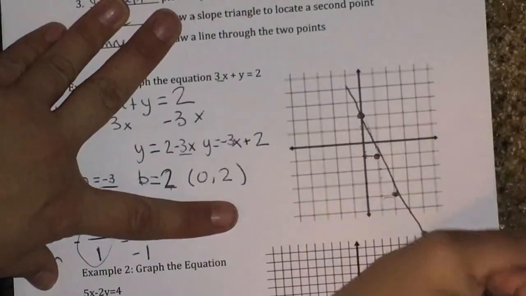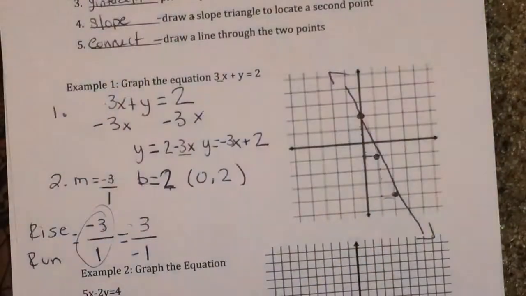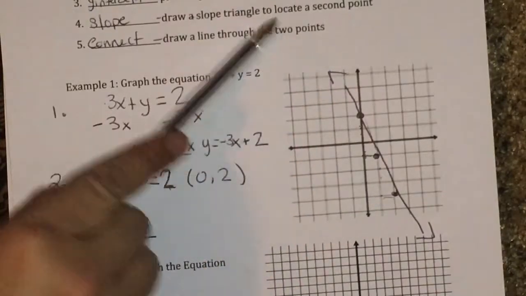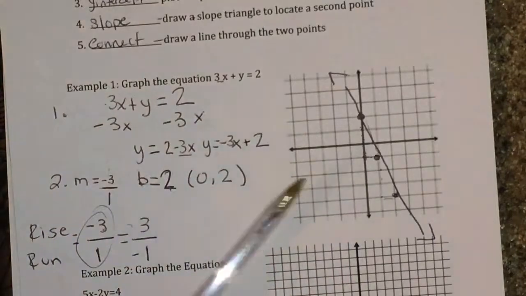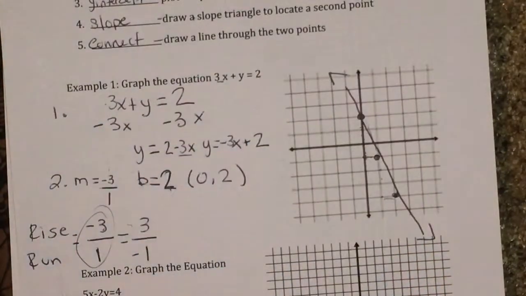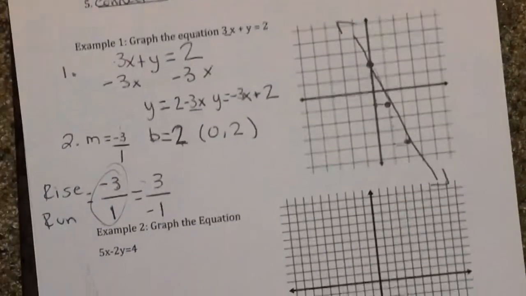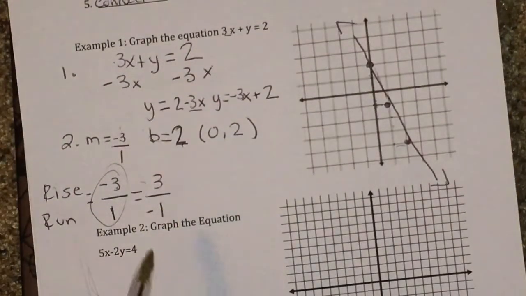And connect those points. Notice that you have a negative slope, so your line should be going downward. If it was a positive slope, it would be going upward. Now, the reason I also had you write this as 3 divided by -1 is because of this.